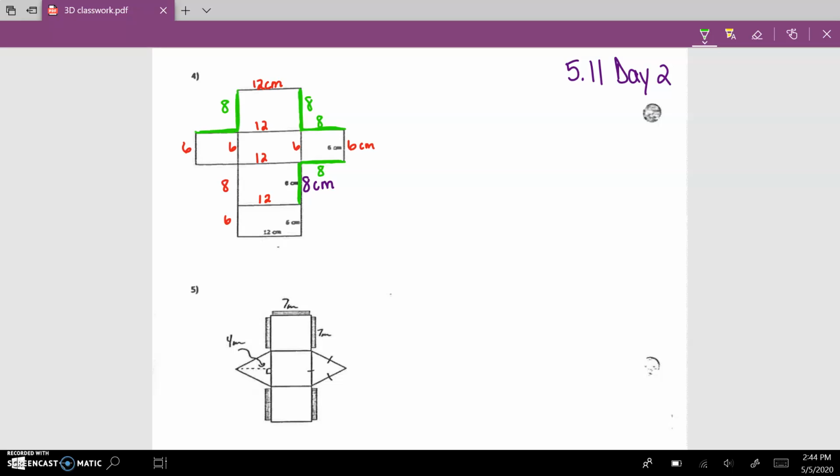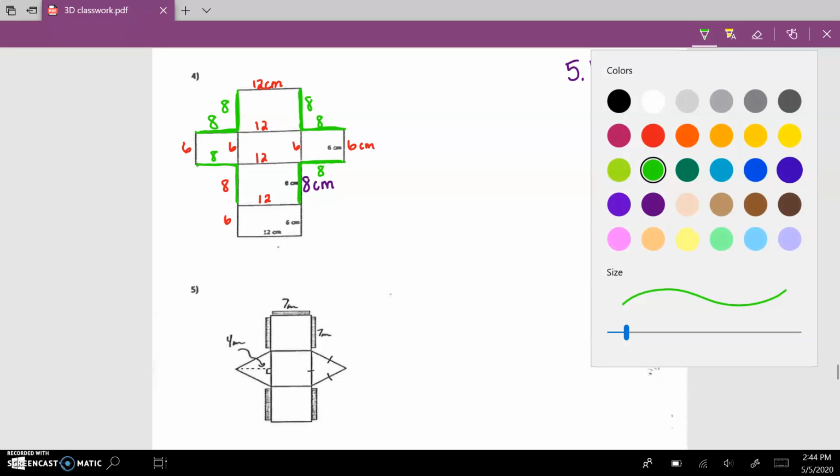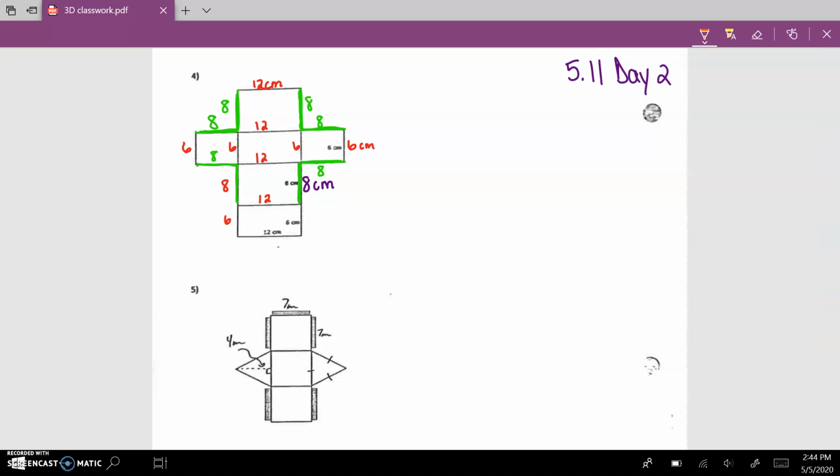Means the one that touches it would be an 8. So got one more L here. That would be an 8. And we already knew that other one was an 8. Okay. Now if we do a little bit of color coding, so we have 12 by 6s.